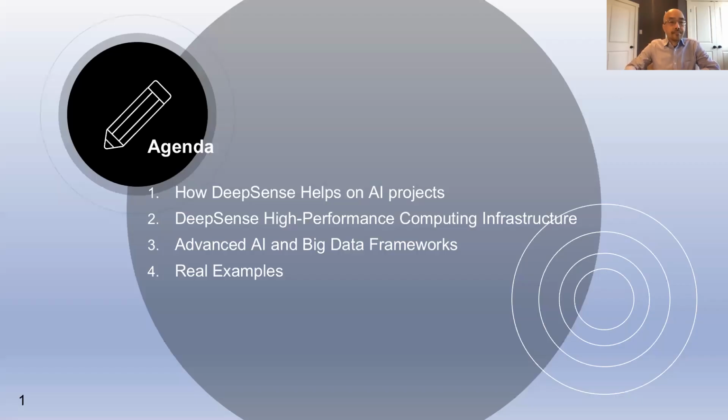So here's the agenda. First, I'm going to tell our audience how DeepSense helps on AI projects. And then I'm going to give a brief introduction about the DeepSense's high-performance computing infrastructure, which is not known by a lot of people. A lot of people are not very familiar with HPC systems. And then I'm going to introduce our advanced AI and big data frameworks on DeepSense. And finally, I'm going to show some real examples.